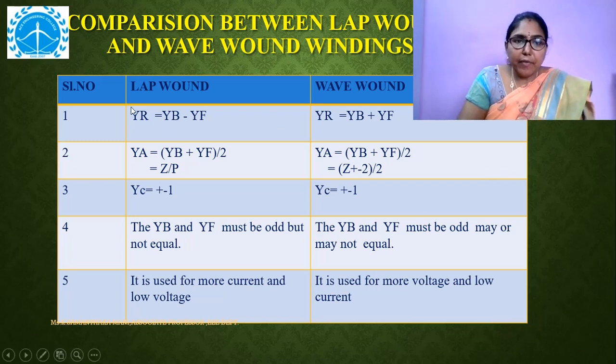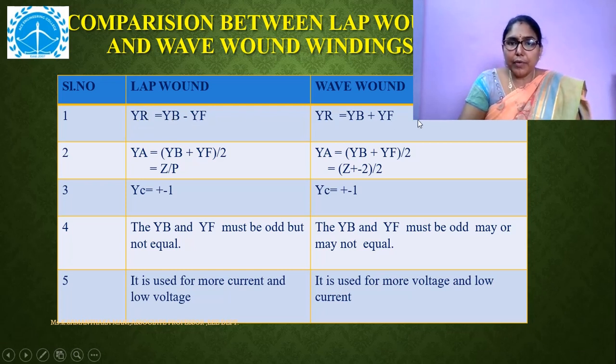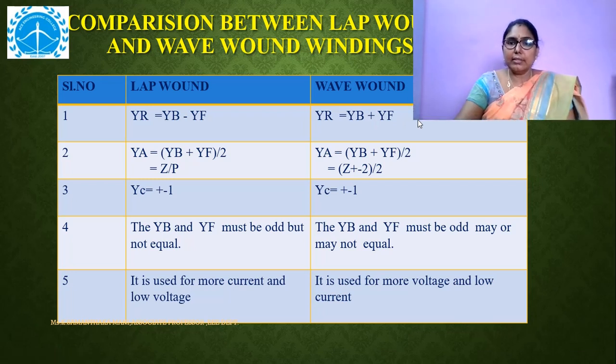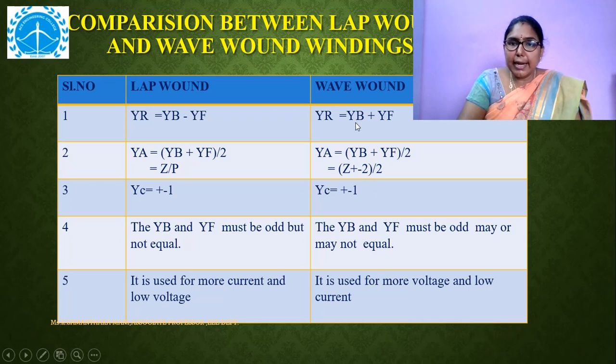So here Y suffix R is the resultant pitch, it's the back pitch minus front pitch. Here it is a summation of those two. So wave winding is in increasing order, so the resultant is nothing but an addition here. And coming to this one, average pitch can be calculated as YB plus YF by 2 here, and this is YB plus YF by 2, same case here, and this is Z by P here. Z is the total number of conductors, P is the number of poles.